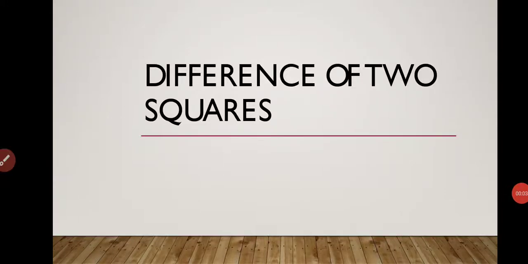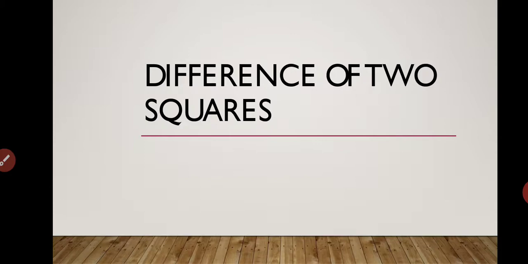In our next class of factorization, we will be dealing with difference of two squares. If any algebraic expression is given in such a way that the terms appear to be a perfect square, then how we are going to calculate the difference between these two squares and how we are going to get the factors.